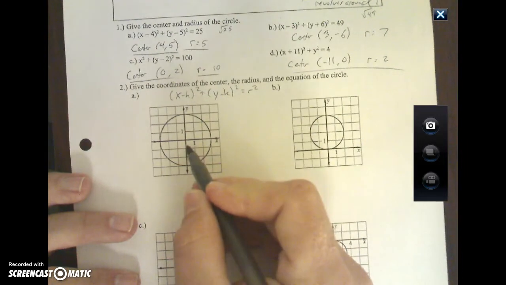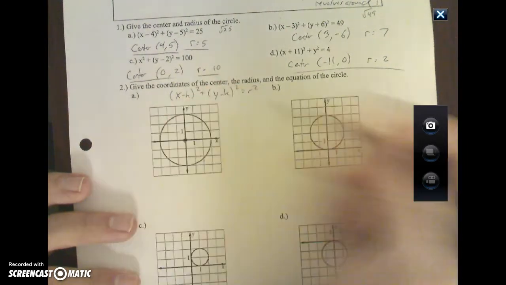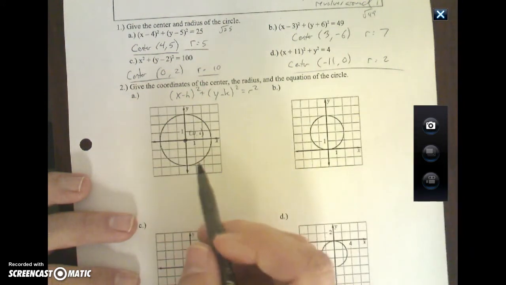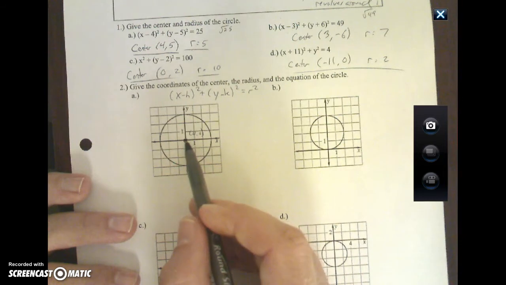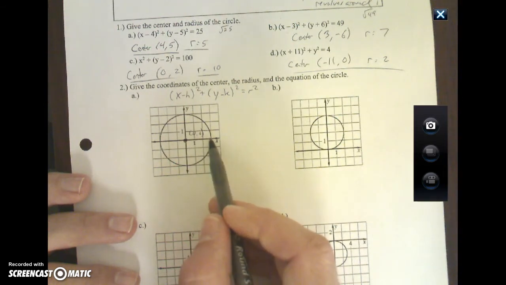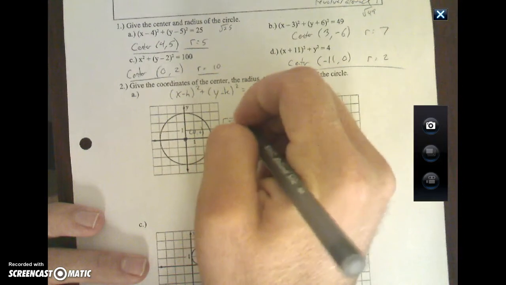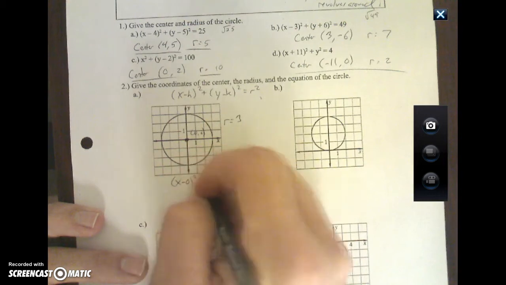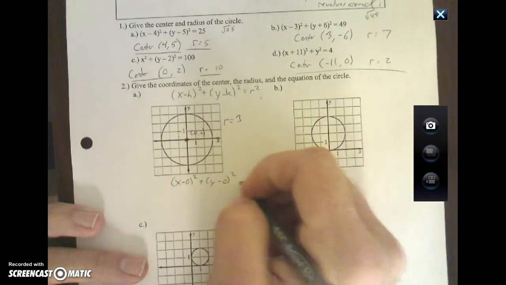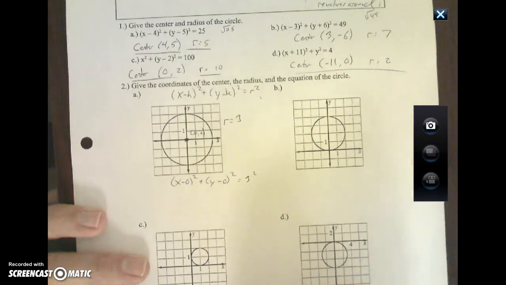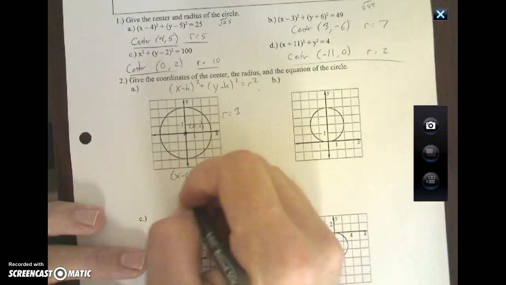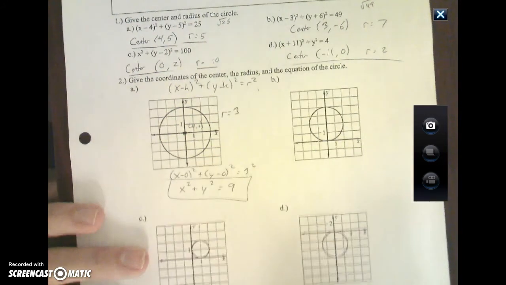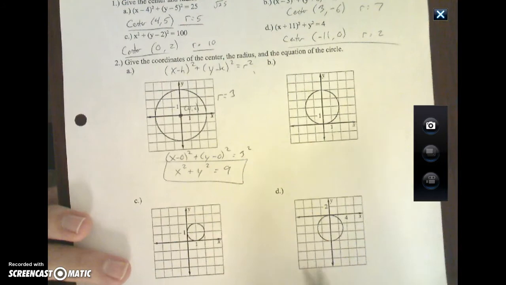Okay. The center of the circle is right here. What point is that? It's 0, 0. Now the radius, it's as simple as counting. I'm counting from the center out. 1, 2, 3. So my radius is 3. I'm now plugging everything into this formula. x minus 0 squared plus y minus 0 squared equals 3 squared. Lastly, just clean it up. I don't need the 0 there, so x squared plus y squared equals 9. Done. Okay. It's going backwards.